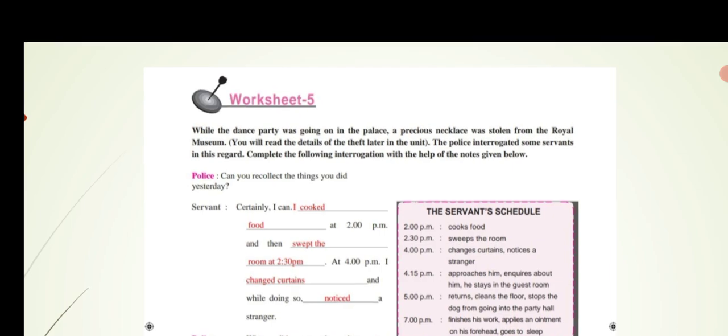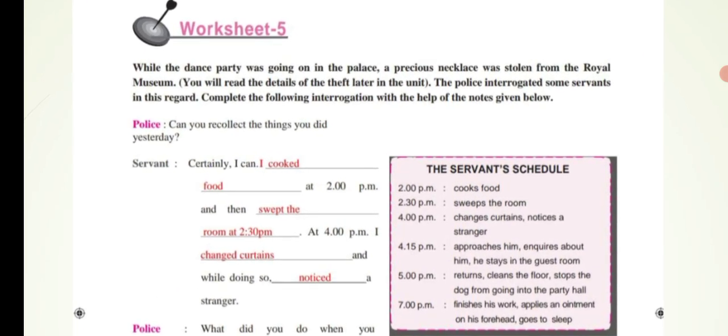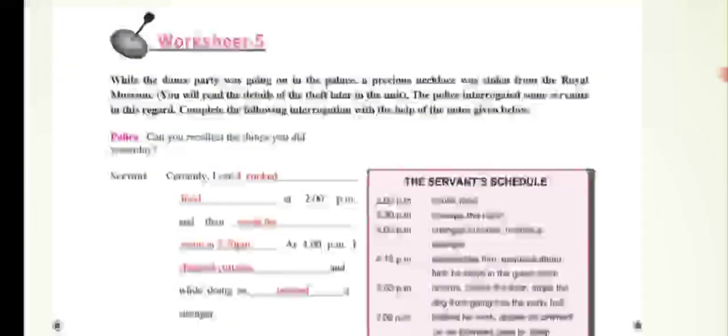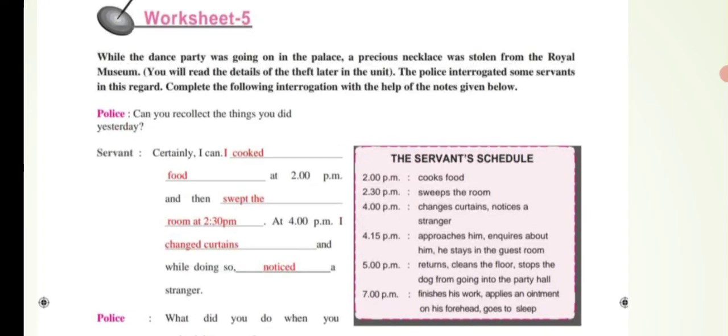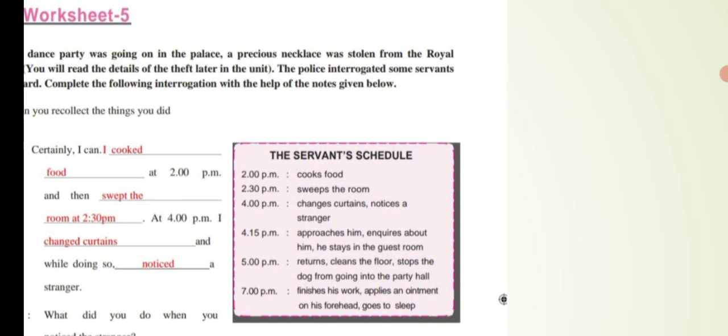This is worksheet 5. Let's read the question first. While the dance party was going on in the palace, a precious necklace was stolen from the Royal Museum. You will read the details of the theft later in the unit. The police interrogated some servants in this regard. Complete the following interrogation with the help of the notes given below. Now just look at this box, the servant's schedule.